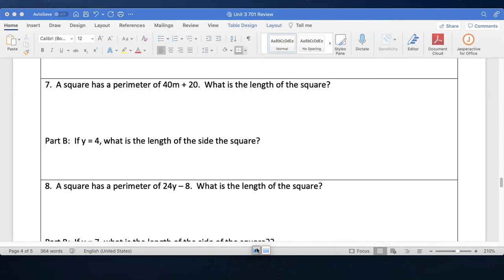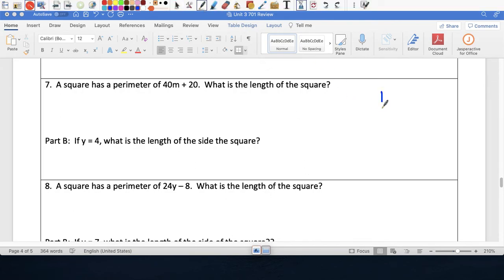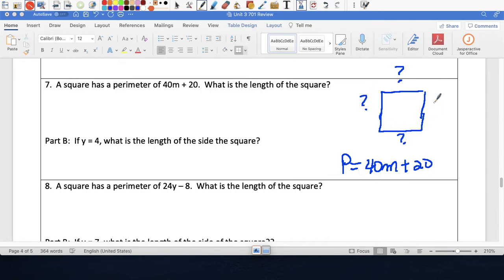We talked about this. Here's a square. The perimeter is 40M plus 20, right? So I'm asking you, how much is each side? We're going to divide this by 4 and divide this by 4. 40 divided by 4 is 10M, and 20 divided by 4 is 5. So the answer to this question is 10M plus 5.